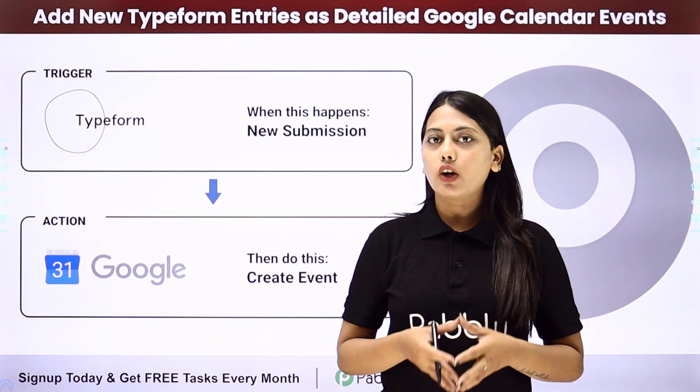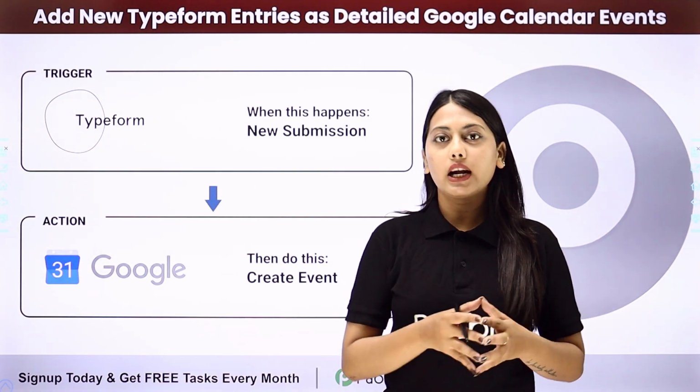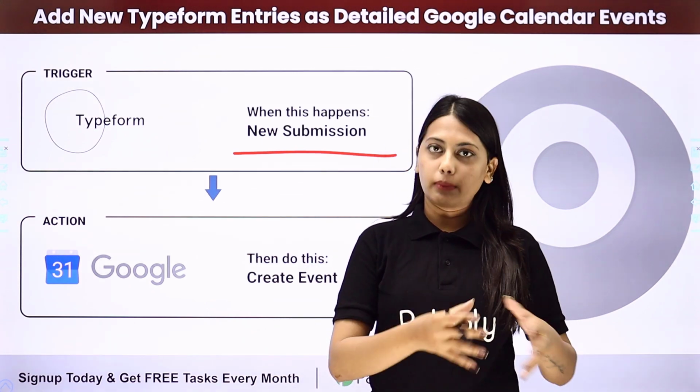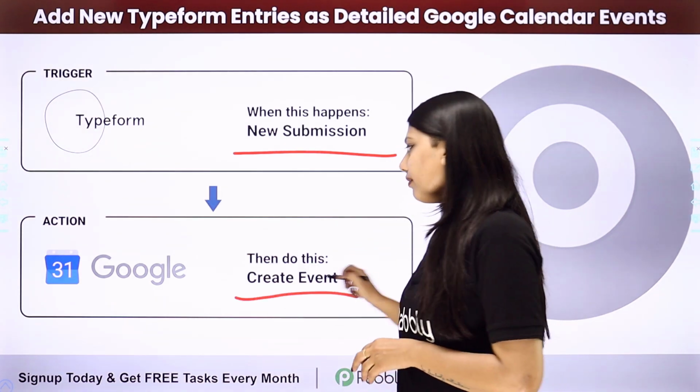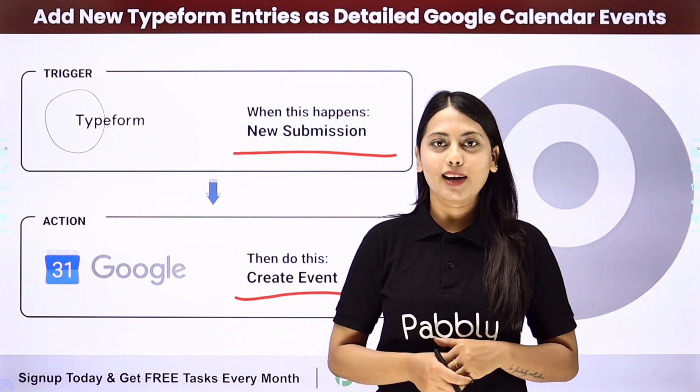So we will be creating an automation with the help of Pabbly Connect, where our trigger will be the new submission done in Typeform and our action will be to create that event in Google Calendar. Let us learn how to do it.